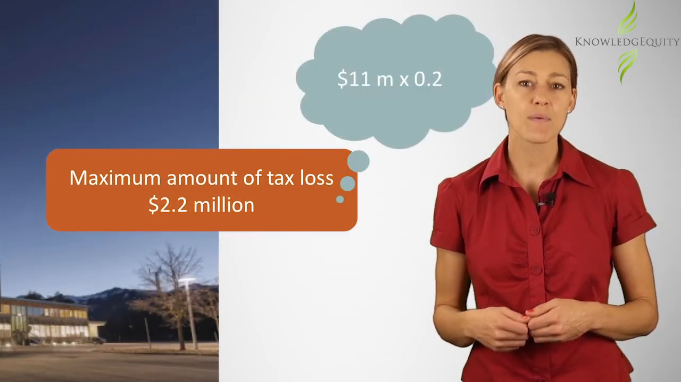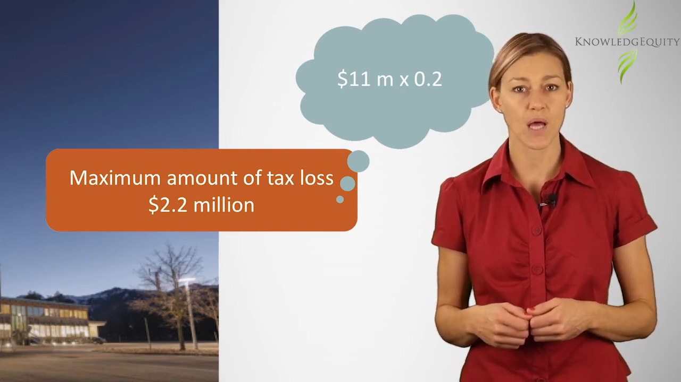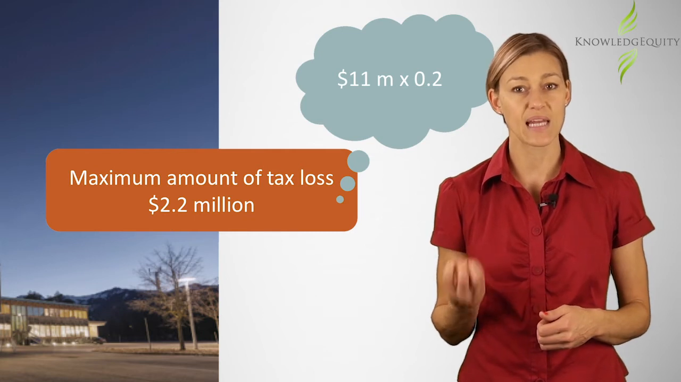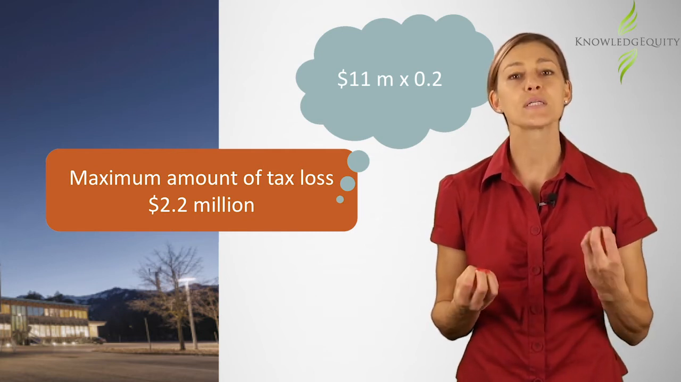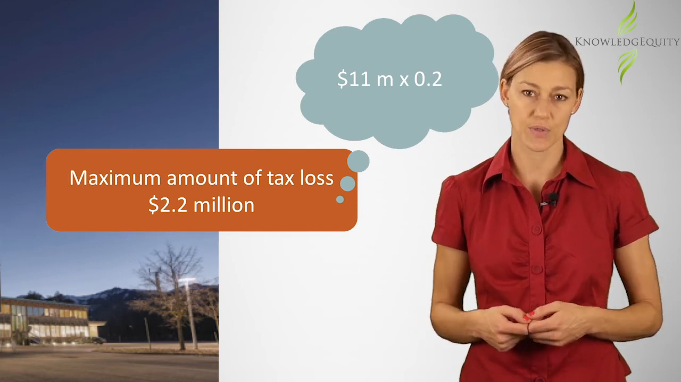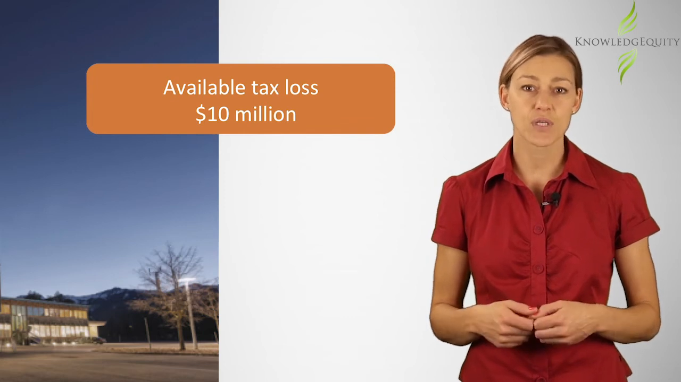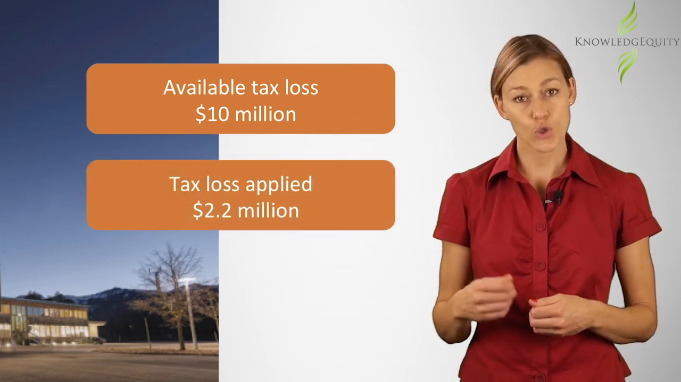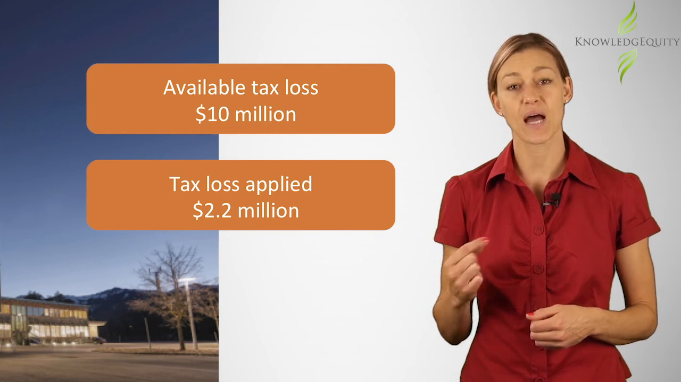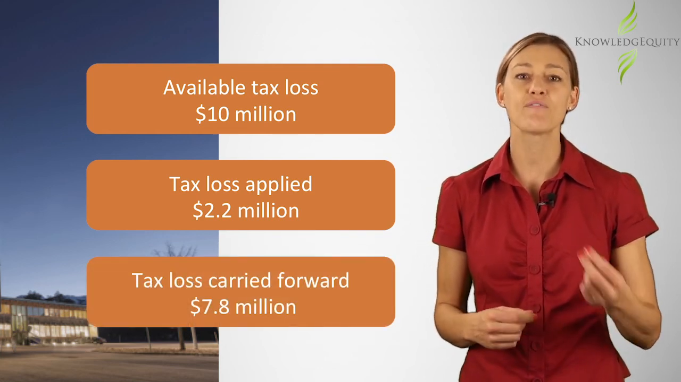Therefore, the maximum amount of Focus's tax loss that can be used is obtained by multiplying the group taxable income of $11 million by Focus's available fraction of 0.2, which is $2.2 million. Focus has a tax loss of $10 million available. Therefore, $2.2 million of this is applied this year, and the remaining $7.8 million is carried forward for use in future years.